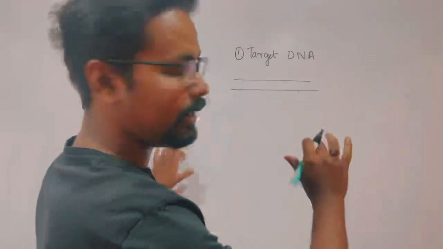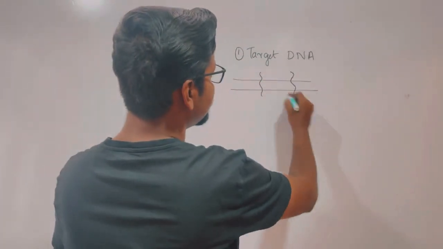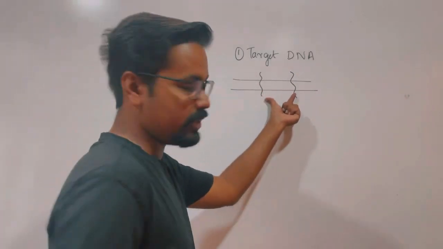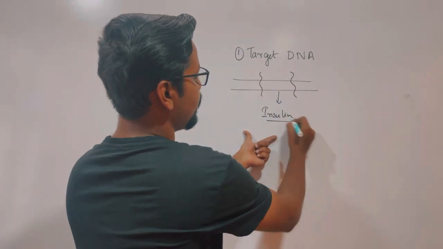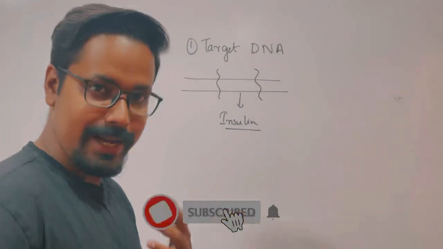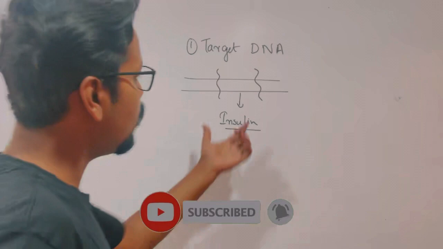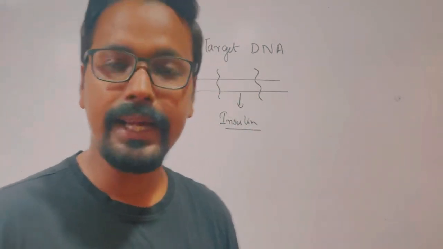Suppose this is the human DNA. Inside this DNA, there has to be a sequence. Suppose this particular sequence codes for the insulin enzyme. Now, suppose I, as a biotechnologist, want to take out the insulin gene and create multiple copies of this. So how do I do it?